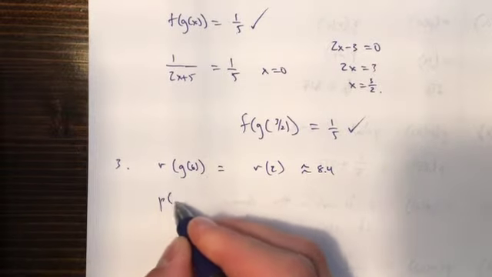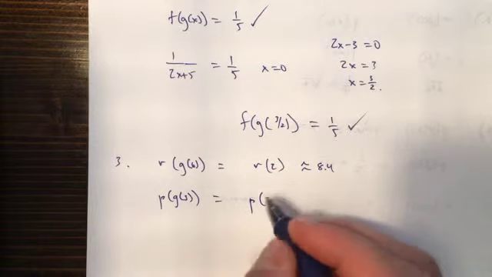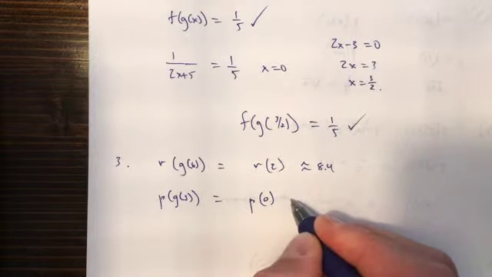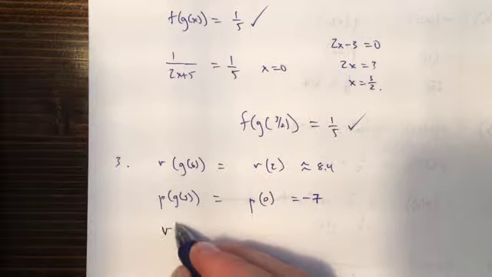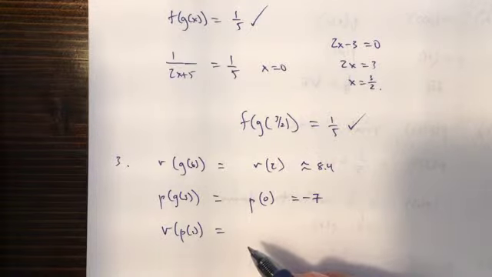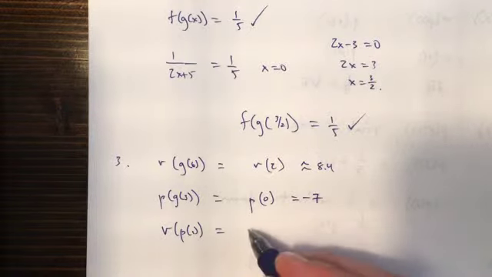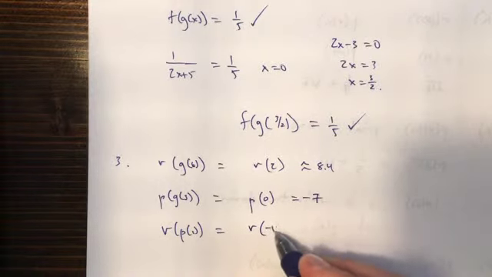Then it asks for p of g of 3. So g of 3 is 0, and so p of 0, purple of 0 is -7. Then I've got r of p of 1. So I find p of 1 first, and p of 1 is, I don't know. It's maybe like negative at least 12 maybe. So let's guess that this is basically r of negative 12.